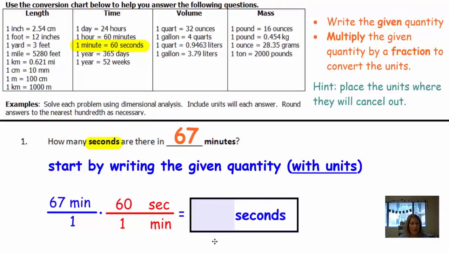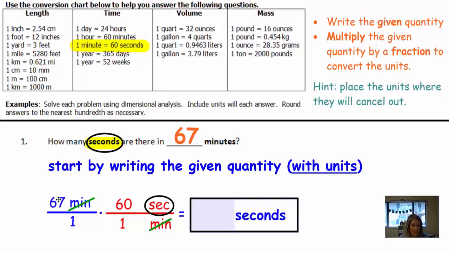Now what we need to do is, first, my favorite part, cancel out. We've got minutes up here on the top, minutes down here on the bottom. Get ready. They cross out. Minutes, minutes, gone. So then what we're going to be left with, oops, sorry about that. What we're going to be left with are seconds. Well, that's what we wanted. Okay, so we've got seconds. That's exactly what we wanted to have happen.